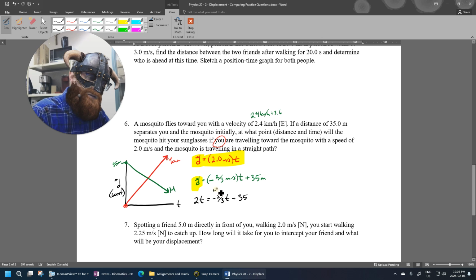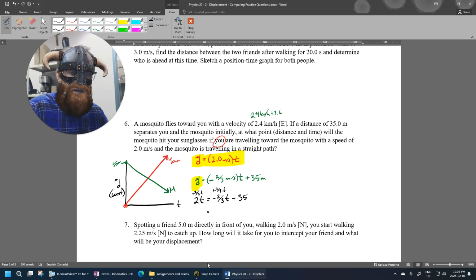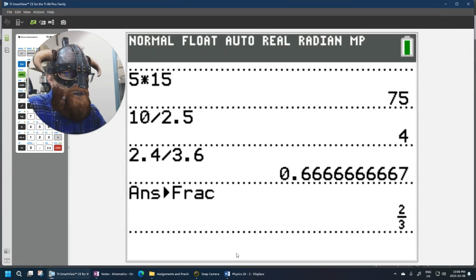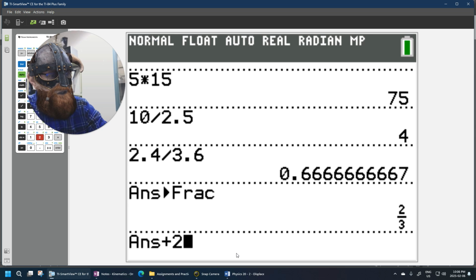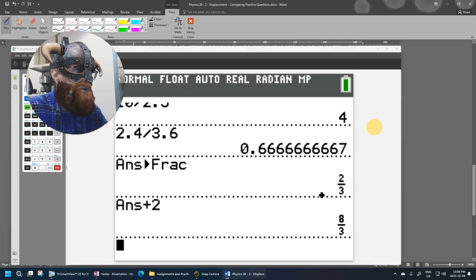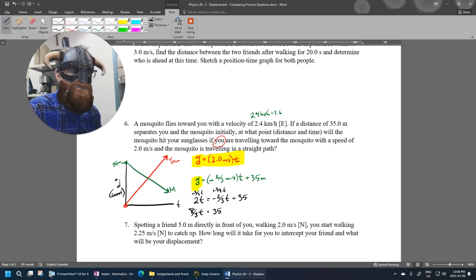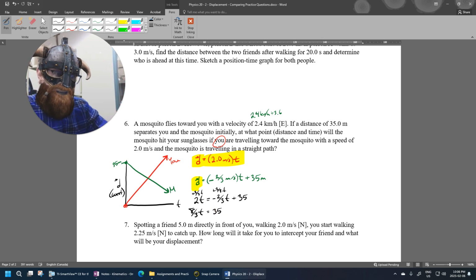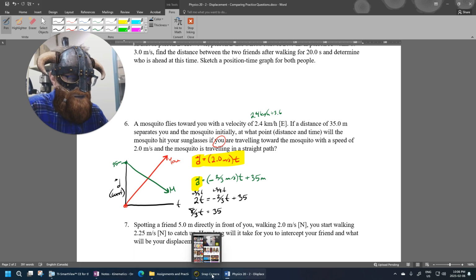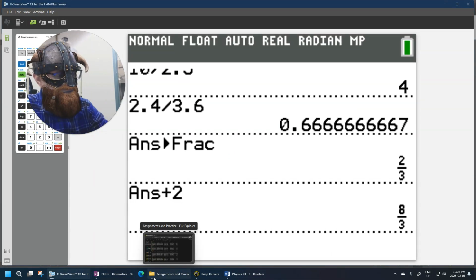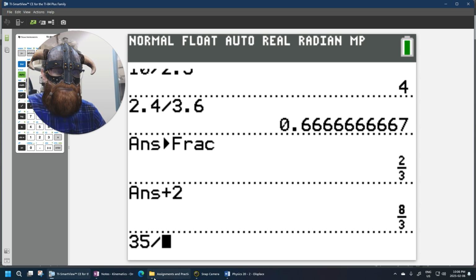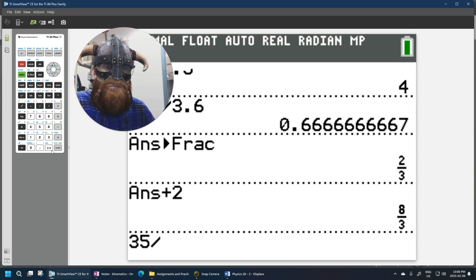So I'm going to add the 2/3 t over on both sides. And let's go to my calculator here. I've got 2/3 there. I'm going to add 2 to it. So I get 8/3, apparently, right? Or 2.66666 or so. So 8/3 of a t is equal to 35. Then I just have to take that 8/3 and divide it over to the other side. So I'll go back to my calculator. I'm going to take my 35 and divide it by, and I could just use my answer button.